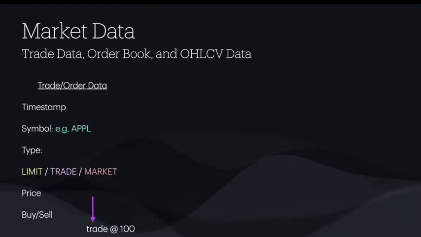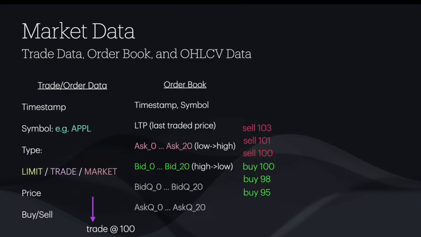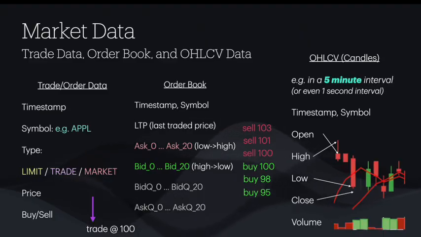Market orders, on the other hand, are offers to buy or sell the stock at the best price on offer. In other words, a market sell order gets matched to the highest pending buy order, and a market buy order to the lowest pending sell order. The order book provides a snapshot of outstanding buy and sell orders at various prices, including their quantities. Finally, OHLCV data, which stands for open, high, low, close, and volume, summarizes price movements over a specific time interval, like a 5-minute or 1-second candle.